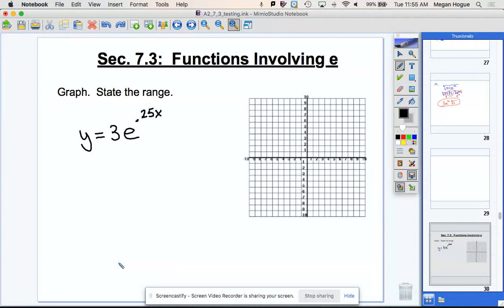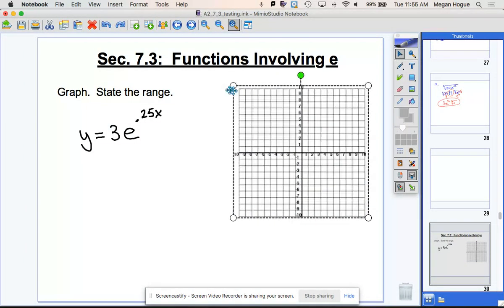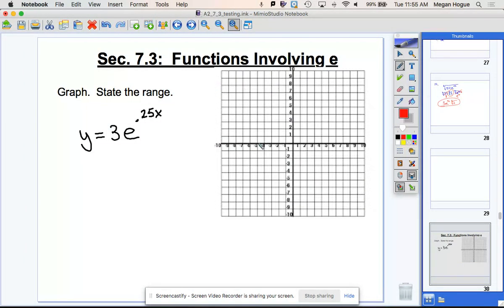The asymptote is still tied to a number that's added or subtracted back here. Well, this one doesn't have anything added or subtracted back here. So what do you think the asymptote is? 0. So I'm going to go ahead and make this a little bigger, and put an asymptote at 0. So that property still holds true. The number added or subtracted here is still where the asymptote is. So in this case, it's plus 0.